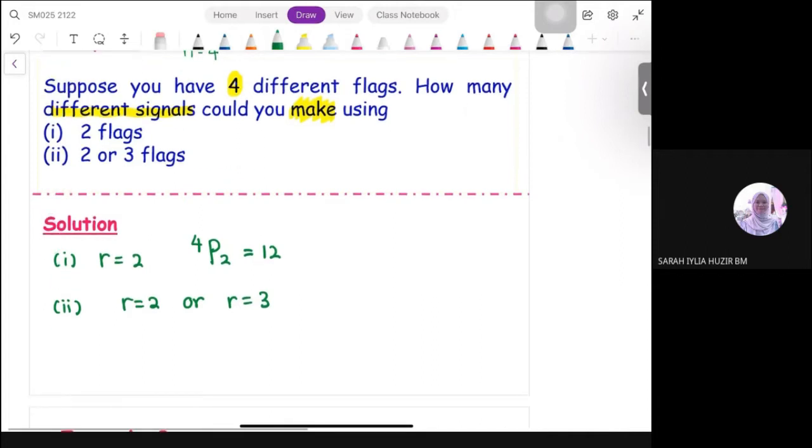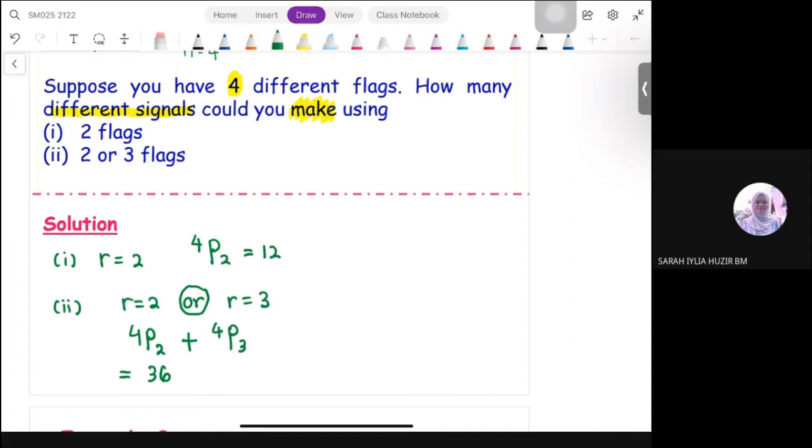So, for r equal to 2, our calculation is still the same, 4P2. Or means we have another situation, so we have to add this up. Kena guna tambah kat sini or sebab dia melibatkan situasi yang berbeza, case yang berbeza. So another case is when we use r as 3. 3 flag kat situ. So 4P3. In this case, our final answer would be 36.